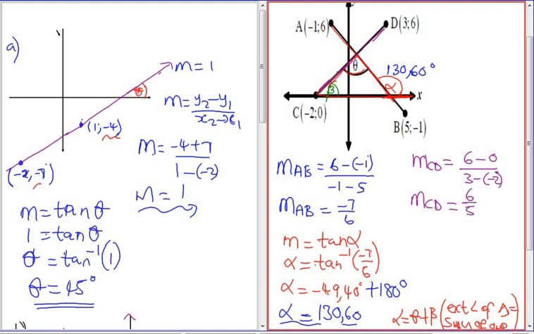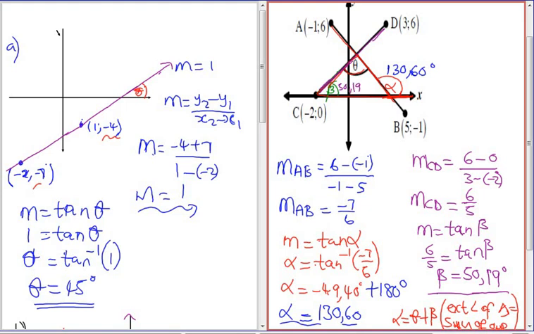So since this is 6/5, we can easily get the angle beta now by saying this is equal to tan beta. And we know 6 over 5 is going to be equal to tan beta. Use your calculator, please, and see how beta is equal to 50.19. There. So we got our beta already as 50.19.